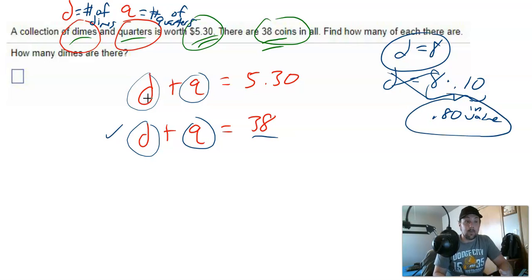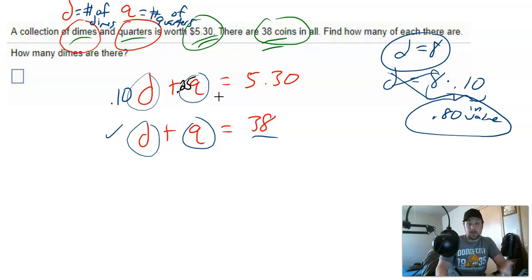So we'll do the same thing over here, except we'll do it with the variable. If I have the number of dimes, I want to multiply that by 0.10 to get the value of the dimes. And if I have Q as the number of quarters, I multiply that by 0.25 to get the value of the quarters, right?